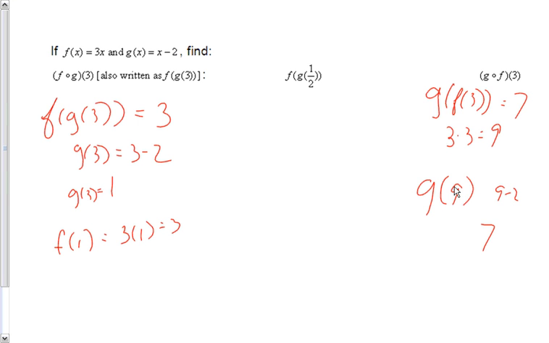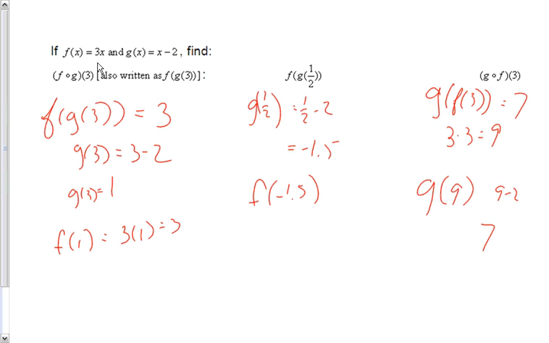So you can see these two things are different. Right? I'd like to just plug in, get an answer, and then plug it into the next one. We'll do this one here, f of g of 1/2. G of 1/2 is the start, so it's 1/2 minus 2, which is negative 1.5. Well, now I need f of negative 1.5.